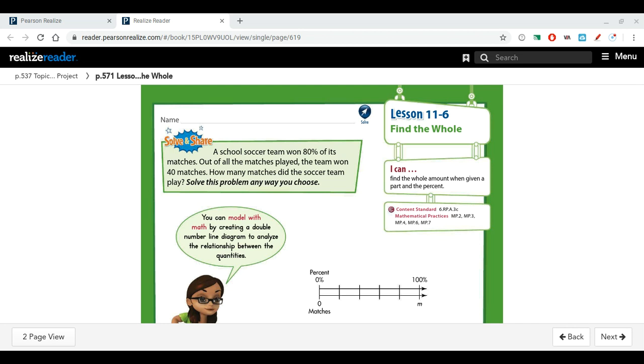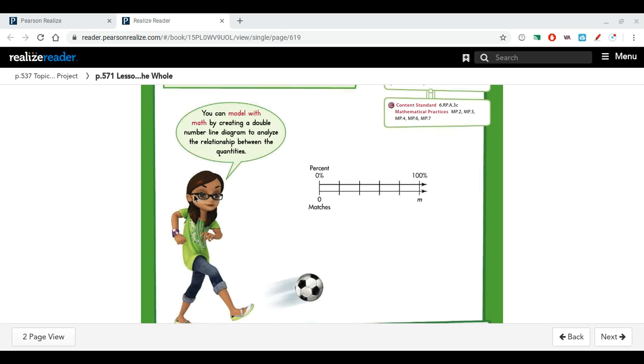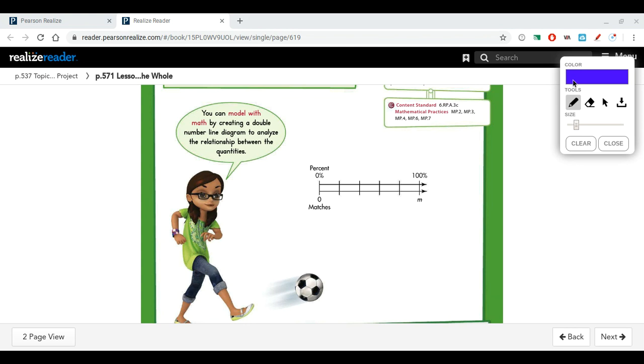A school soccer team won 80% of its matches. Out of all of the matches played, the team won 40 matches. How many matches did the soccer team play? We're going to solve this problem any way you like. I'm going to use the double line bar diagram just to give you guys that visual, and then I'll set it up as an equation as well.